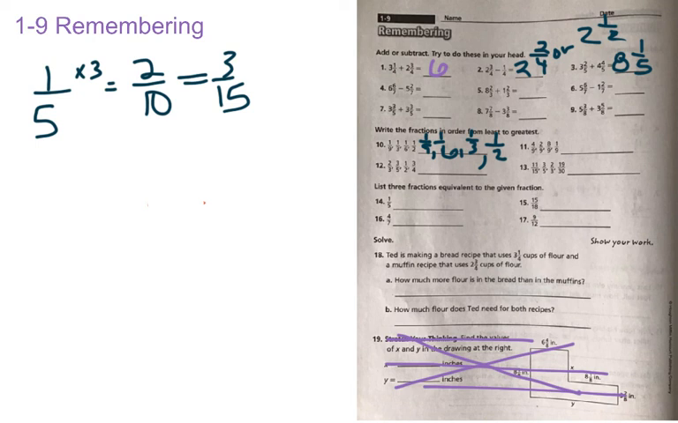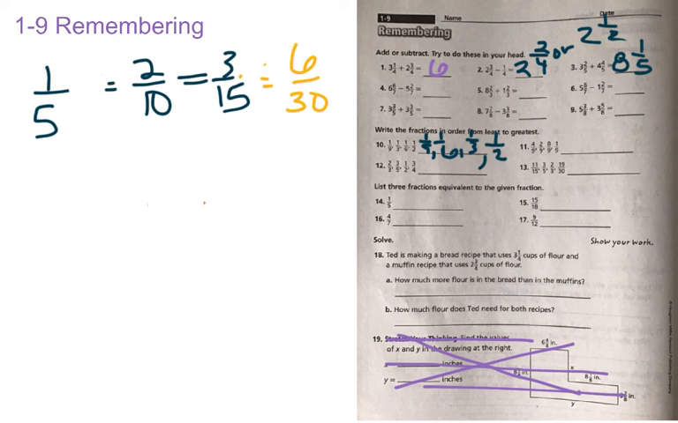But here, it just says list 3 fractions equivalent to the given fraction. So we need one more. And I could then, again, just multiply this fraction here by 2. And that would give me 6/30. And those are all equivalent fractions: 1/5, 2/10, 3/15, and 6/30. You're going to be able to have quite a few different answers for 14 through 17, but you're just looking for equivalent fractions. I'm going to go ahead and just read the word problem to you.